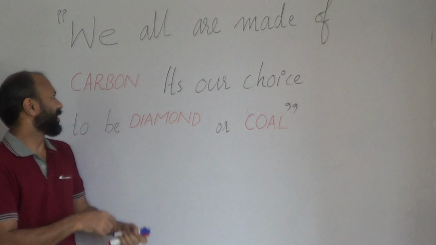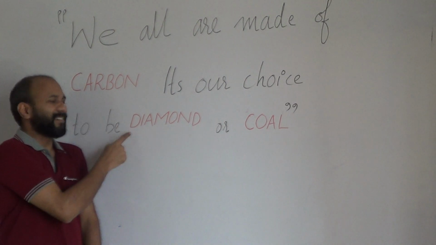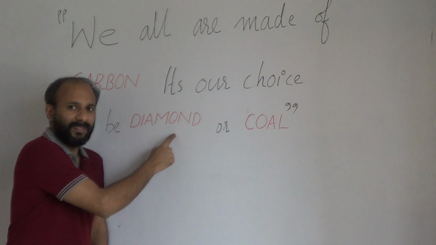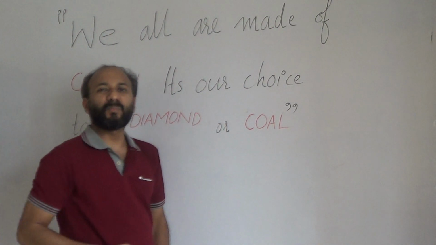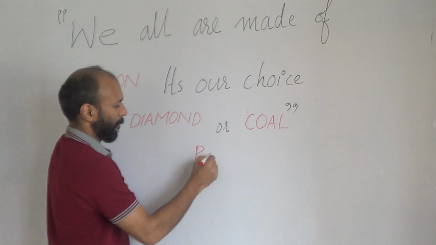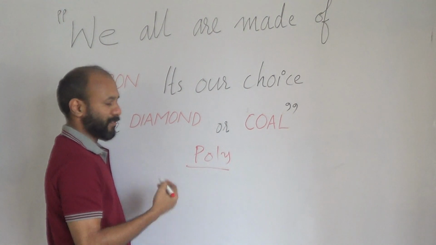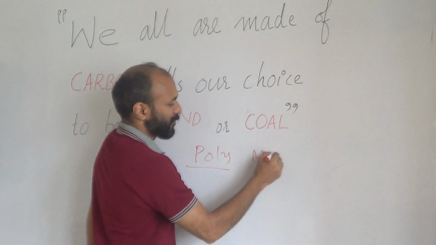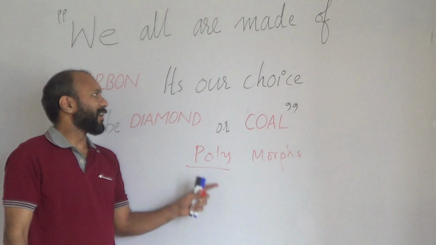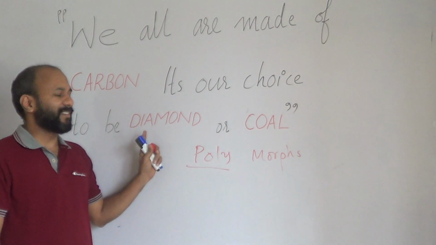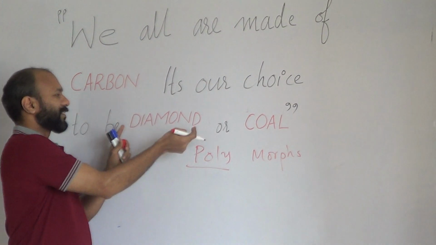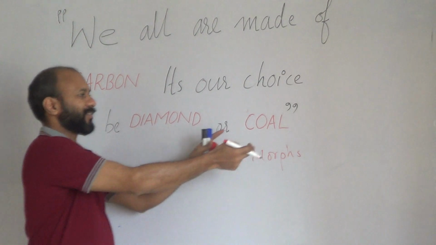You can see something like a carbon which is existing in different forms. A carbon which is existing as diamond as well as coal. This process is known as polymorphism. Poly means many, morph means forms. Polymorphism means many forms. A single entity which is existing in different forms. You can see a single entity, carbon, which is existing as a diamond as well as coal.